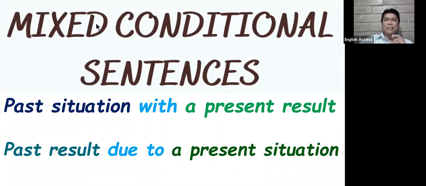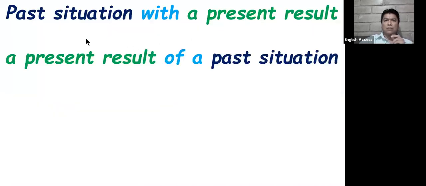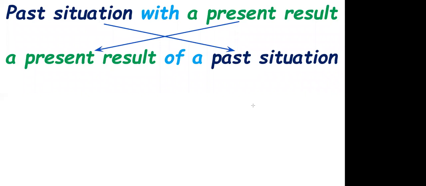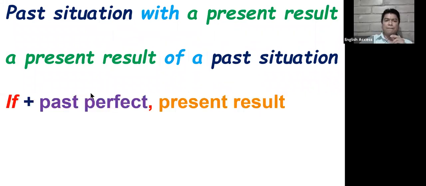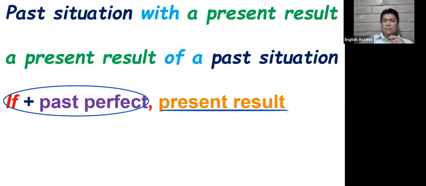All right, let's begin with the past situation with a present result. Or it would also be a present result of a past situation. It's the same. They are only inverted, okay? But they are the same. How do they work? They work like this. If plus past perfect, present result. So far, this is easy. If plus past perfect. But what is the present result? Do you remember?